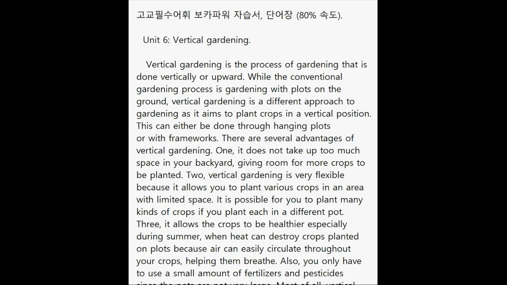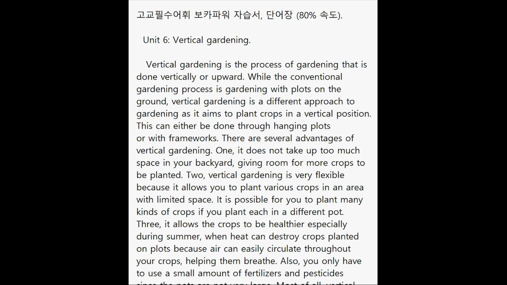Unit 6. Vertical gardening. Vertical gardening is the process of gardening that is done vertically or upward. While the conventional gardening process is gardening with plots on the ground, vertical gardening is a different approach to gardening as it aims to plant crops in a vertical position.